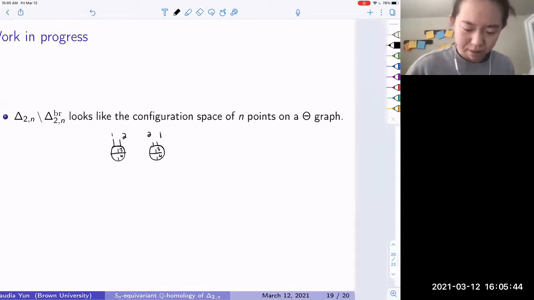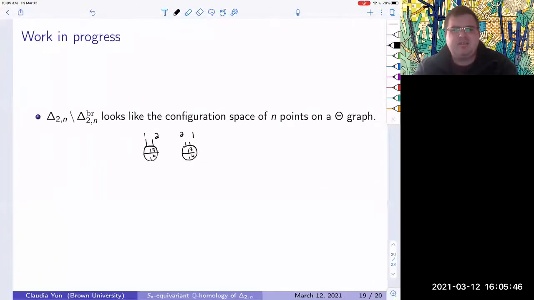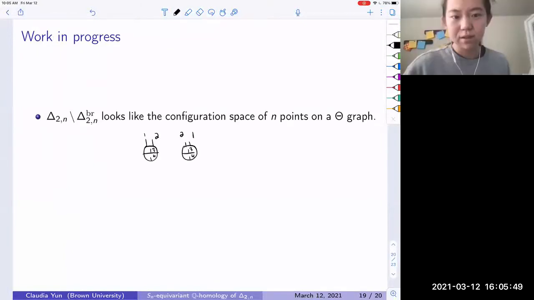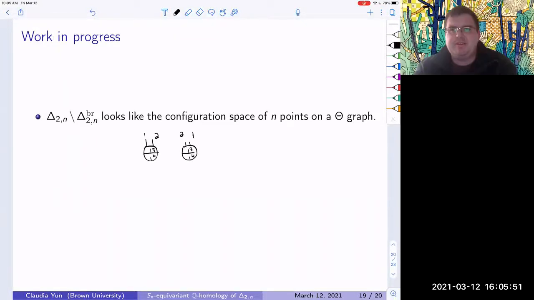Also for generic edge lengths? Only for particular edge length, right? Yeah, only for particular edge length.